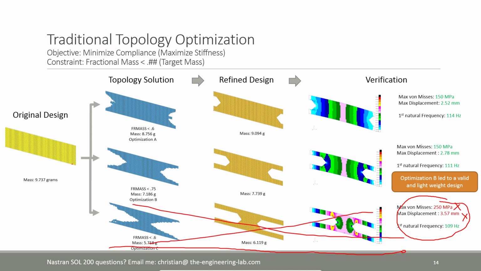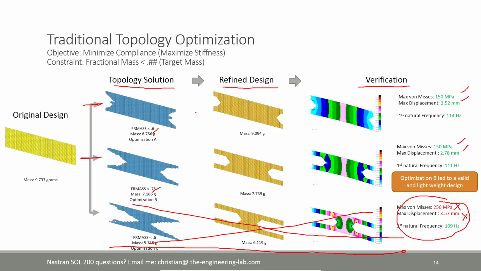What often happens is you perform multiple topology optimizations, each one with a different fractional mass. You go through the topology solution. You then create a refined design. You then perform a verification. Out of all the designs that are verified and validated, you pick the best one out of all those options.